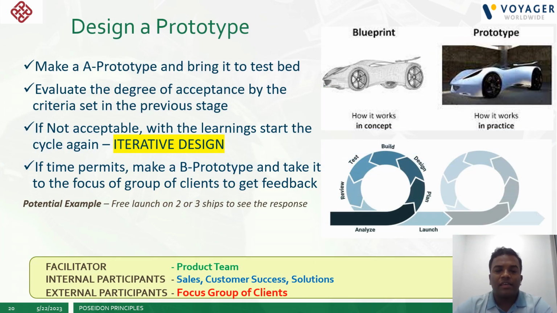Once we have the basic minimum requirements and the acceptance criteria set, we need to start immediately to design a prototype. Bring it to the test bed as soon as possible and check the degree of acceptance against the criteria that we have set. If not acceptable, we take the learnings and start the process again. And if time permits, we need to make a beta prototype which we can take to the focus group of clients to get some real user feedback.